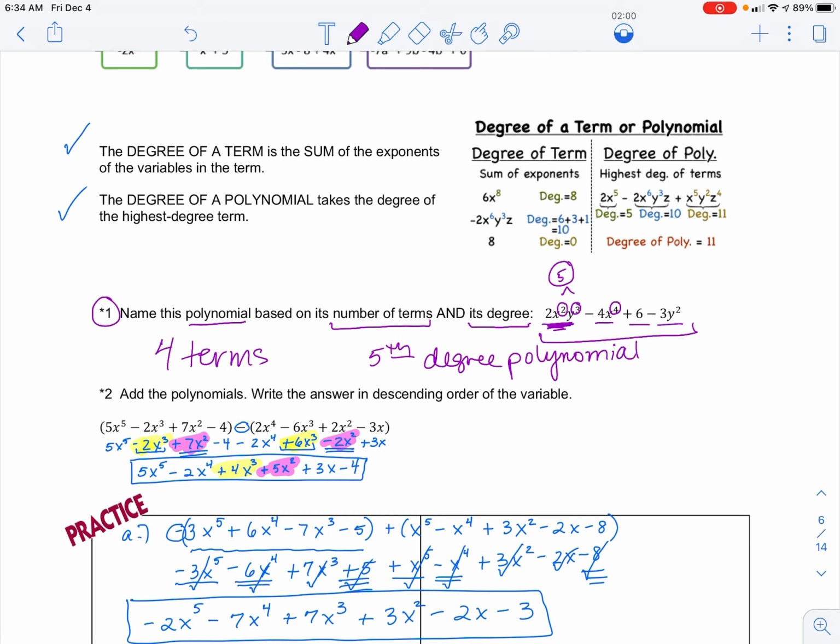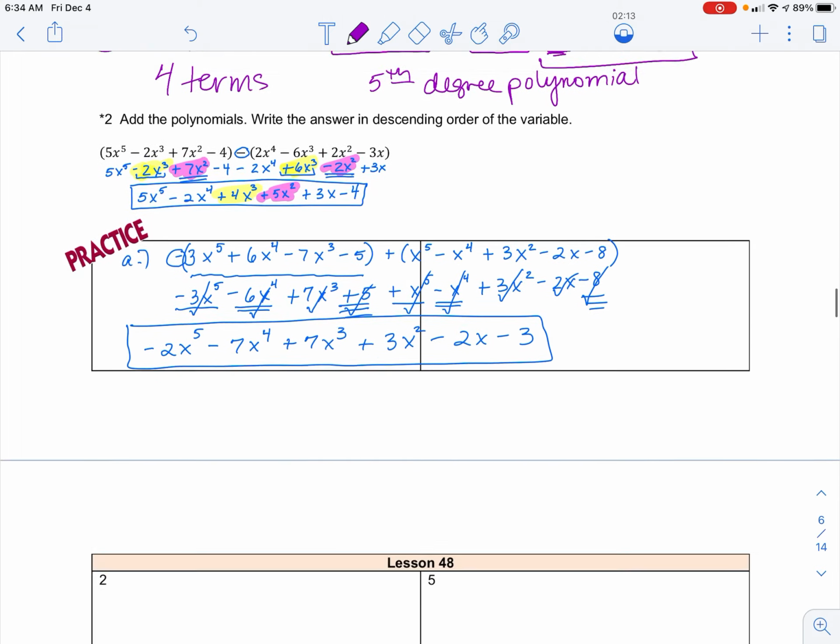It sounds like a lot of jargon and can make it confusing, but it's really not confusing if you think about how many terms are in the polynomial. There's 4 terms in that polynomial. What's the degree of the polynomial? Find the term that has the highest degree, and that is the degree of your polynomial.